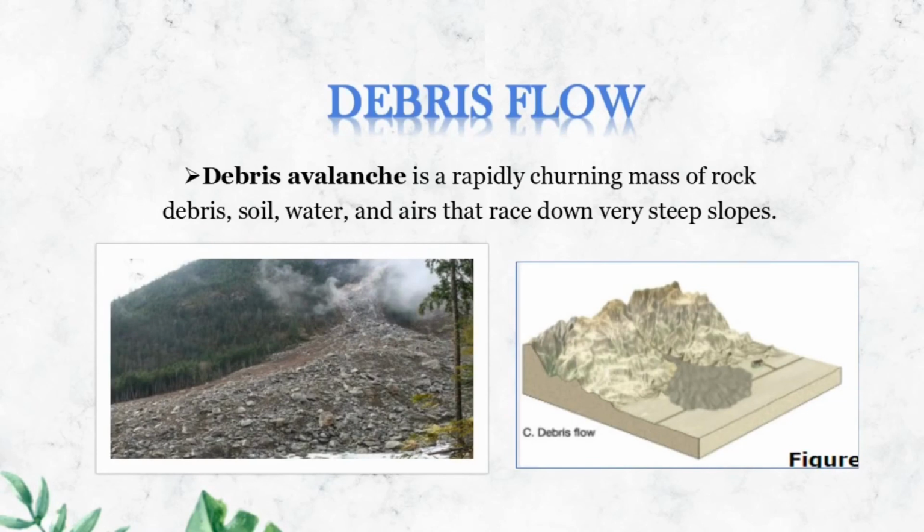Debris flow. The deadliest variety of debris flow is the debris avalanche. It is a rapidly moving mass of rock debris, soil, water, and earth that races down very steep slopes. It has been theorized that trapped air may increase the speed of an avalanche by acting as a cushion between the debris and the underlying surface.